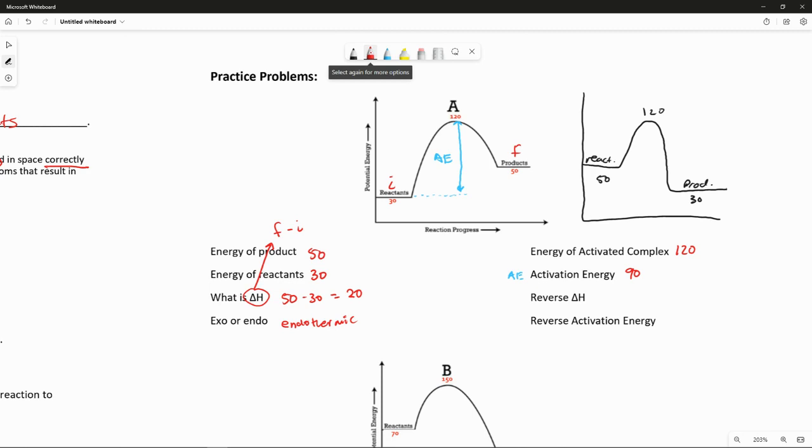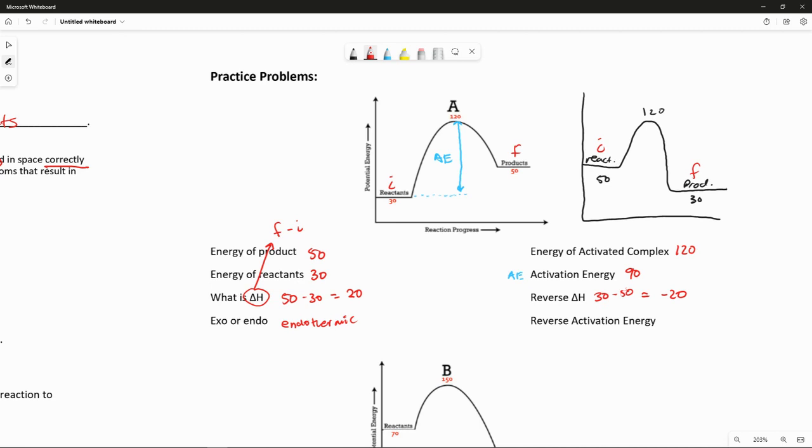If you look here, the reverse delta H is calculated the same way, final minus initial. In this case, our product is 30, so that's our final, and our reactants is 50, that is our initial, since we're going from reactants to our products. So final minus initial, 30 minus 50, gives us negative 20. So our reverse delta H is negative 20.